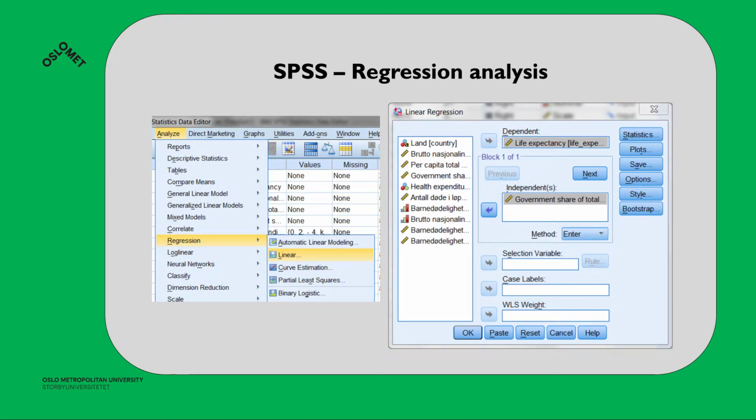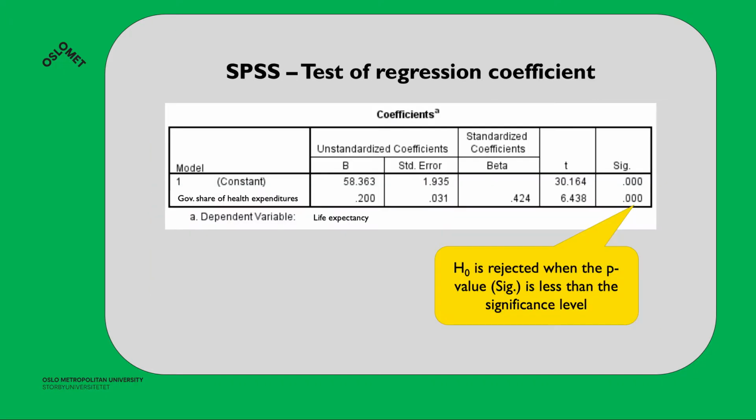Well, we go to Analyze, we go to Regression, we go to Linear, and we put life expectancy in the dependent variable box, because that's our dependent variable, and we put government share of total health expenditures in the independent variable box, and we get these results.